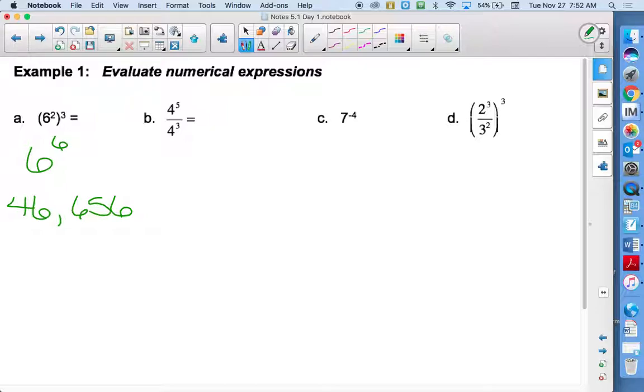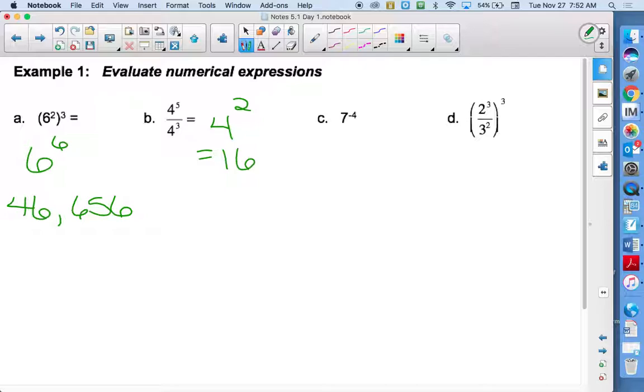The next one, we have 4 to the 5th divided by 4 cubed. So Gavin, what do we do when we have 4 to the 5th divided by 4 cubed? And that gives us 4 squared, and 4 squared is 16. That one we can do without using a calculator.